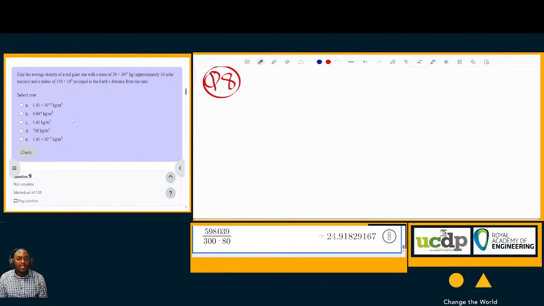Find the average density of a red giant star with a mass of that and a radius of that. Okay. So we are looking for the density here, given the mass and the radius of a star. Okay. All right, I see. So if it has got a radius, then it's spherical in nature. Then if you have the radius, you can find the volume. I won't break this one out, but I'll just scribble out the equations that you can use to get the answers there.